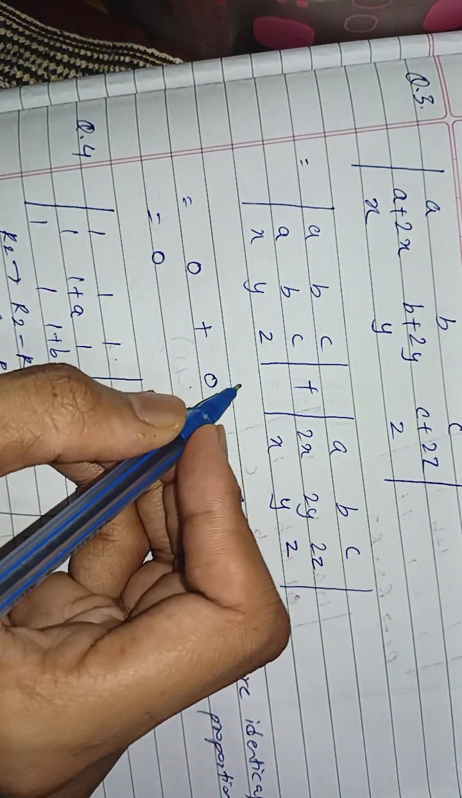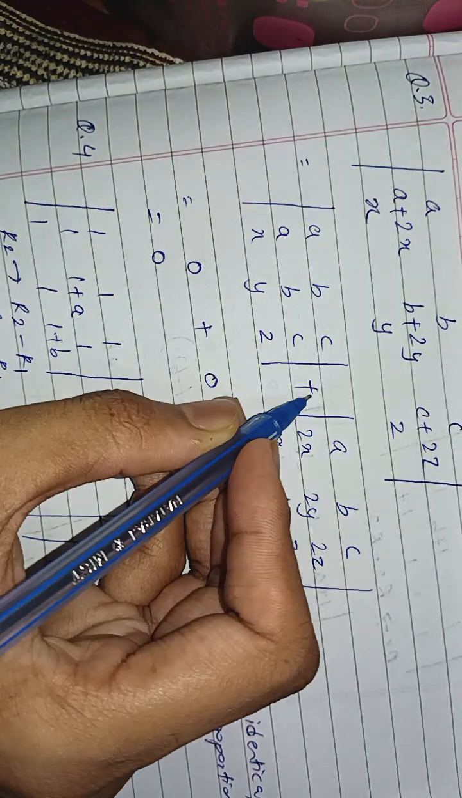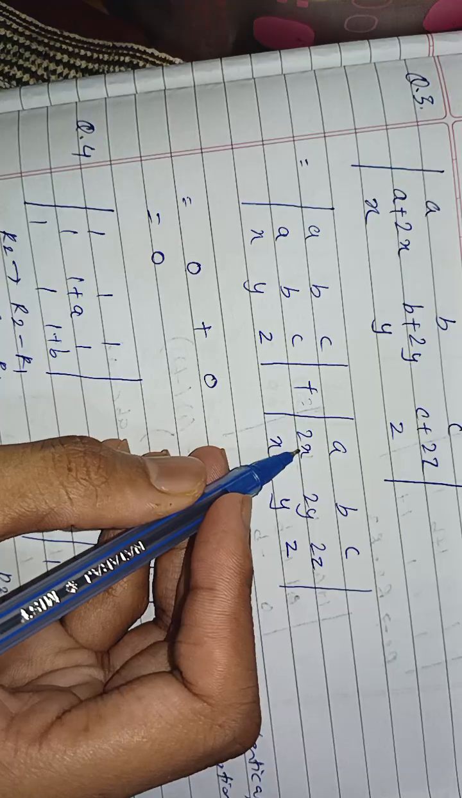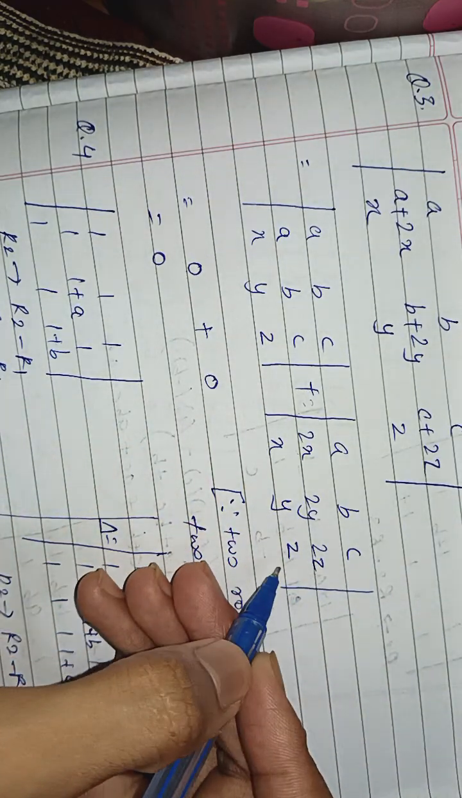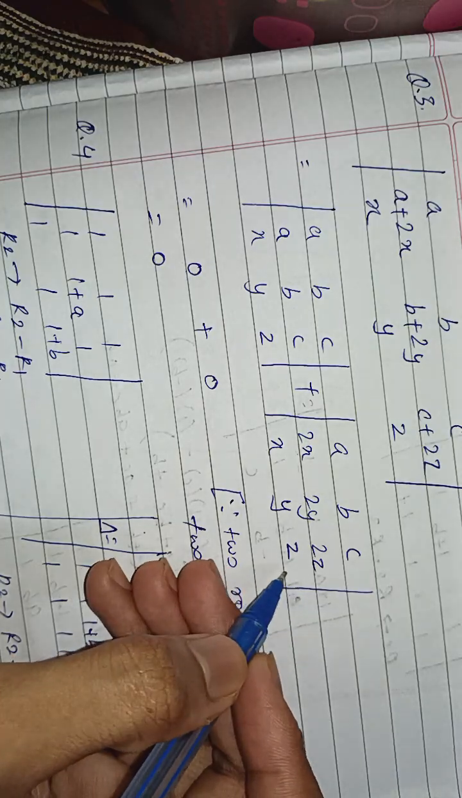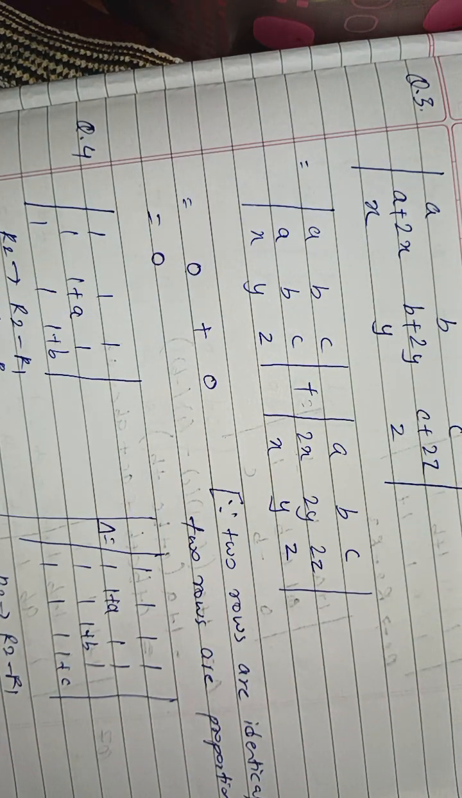Here I took 2 common from this row. I can take 2 as common. So here there will be only xyz. So there is xyz here, xyz here. So here also two rows are similar, identical. So here also the value will be 0. So 0 plus 0.